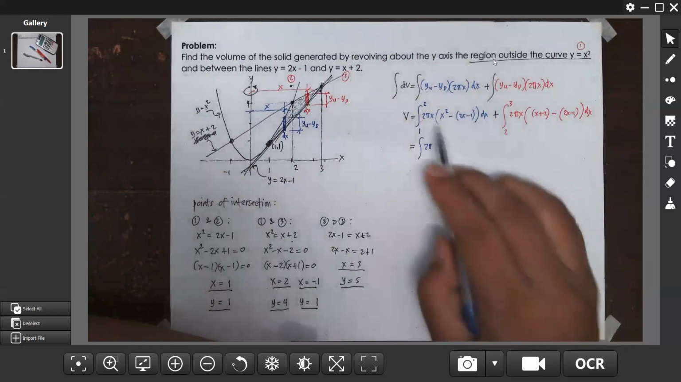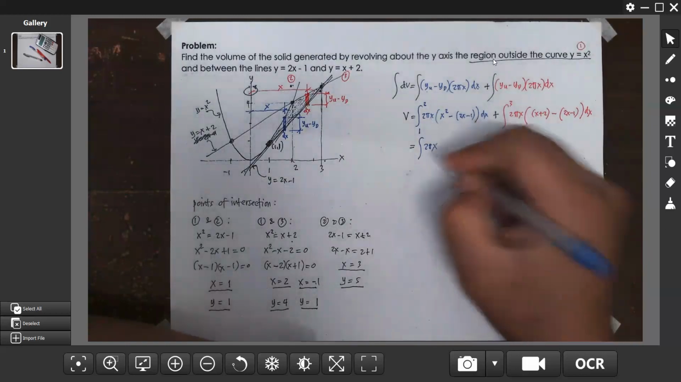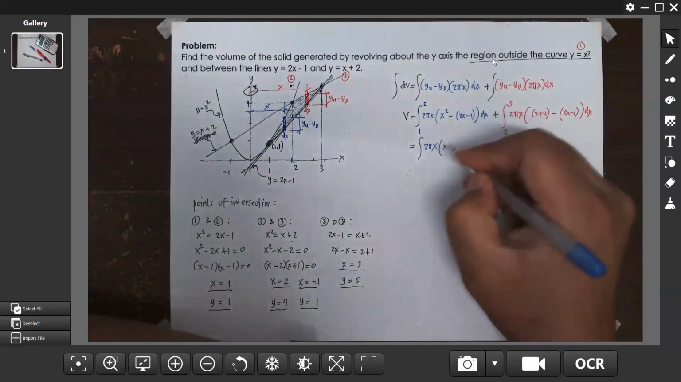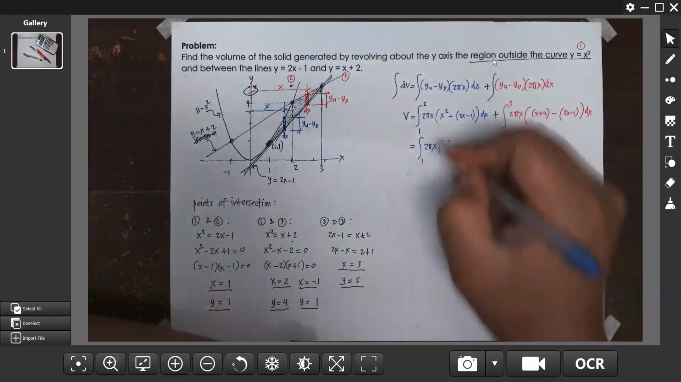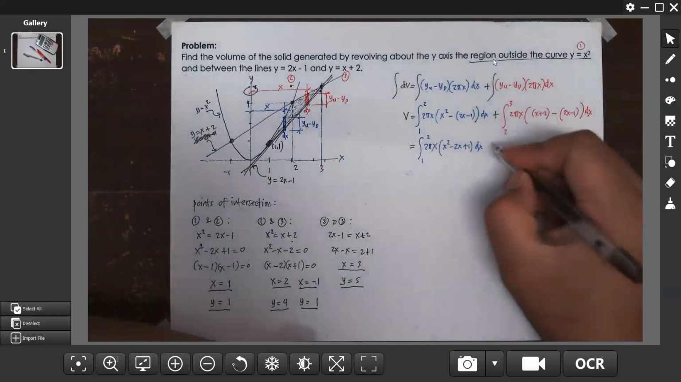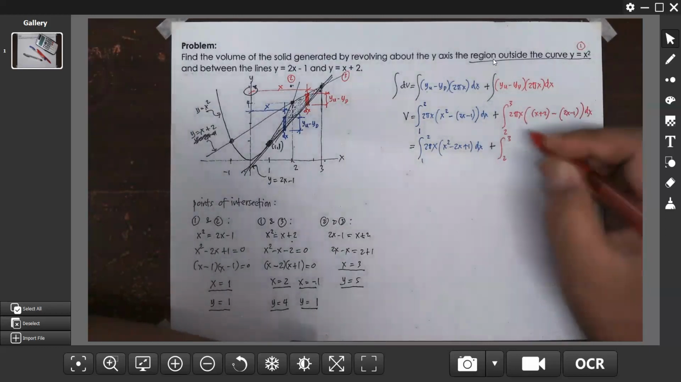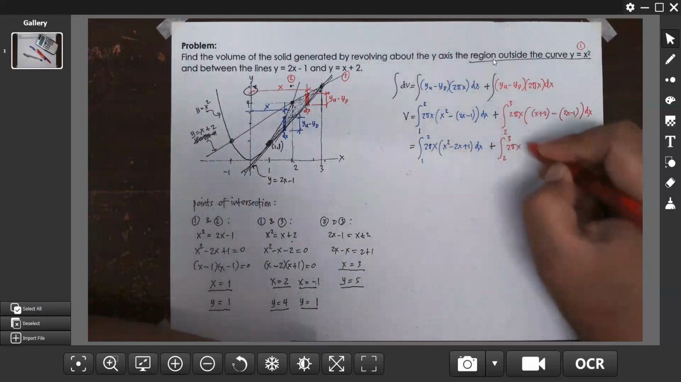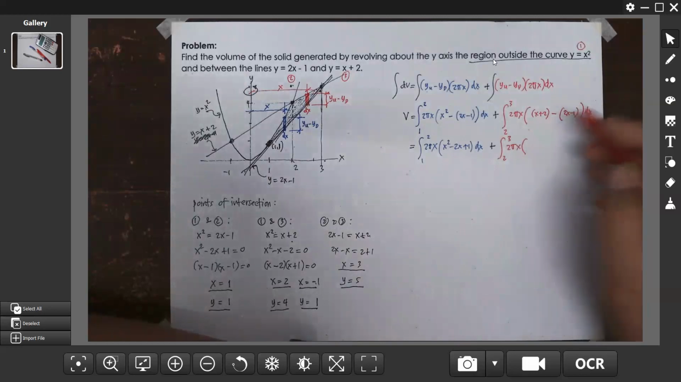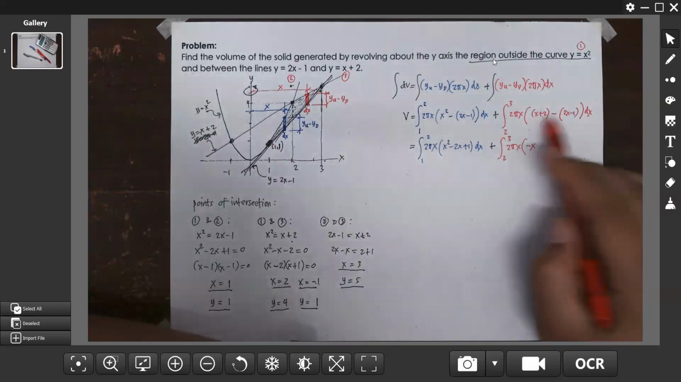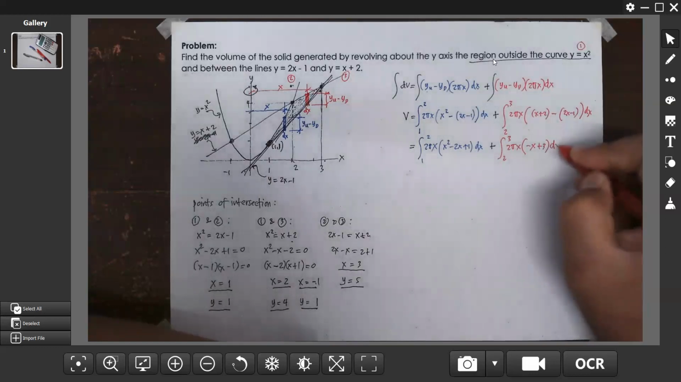So we have integral of 2 pi. Let's distribute x now. First, let us simplify this one. You have x squared minus 2x plus 1 dx from 1 to 2, plus integral from 2 to 3. You have 2 pi x. Simplify. x minus 2x, that's negative x. 2 minus negative 1, that's plus 3 dx.